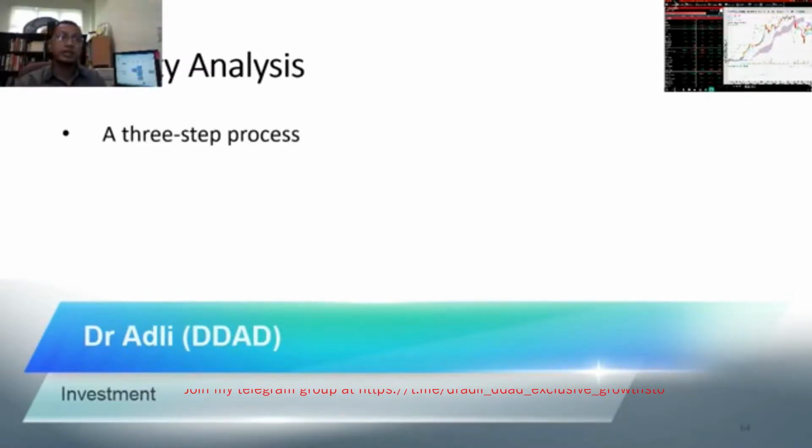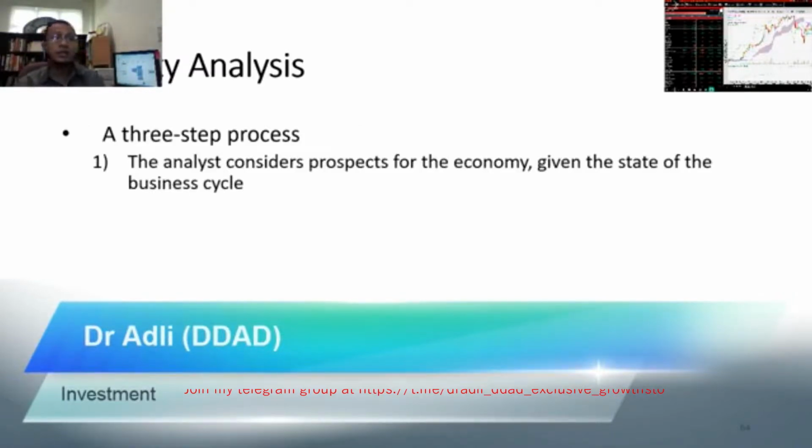Security analysis is basically a 3-step process. The analysts consider prospects for the economy given the state of the business cycle. So basically, we look at the economy as a whole first, then we look at the industry, and generally we look at the particular company. We cannot just ignore the market, because the market is one of the driving forces of the economy, and it will also promote the growth of the company itself.